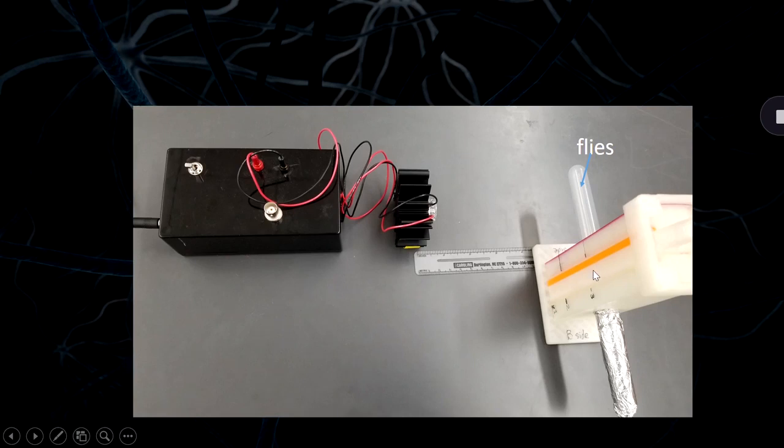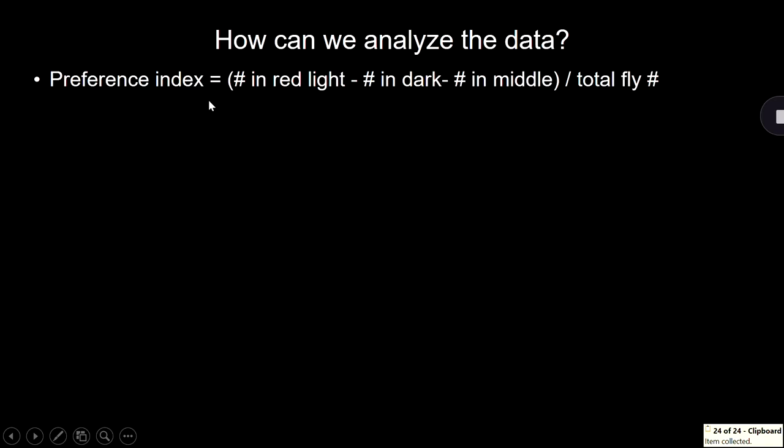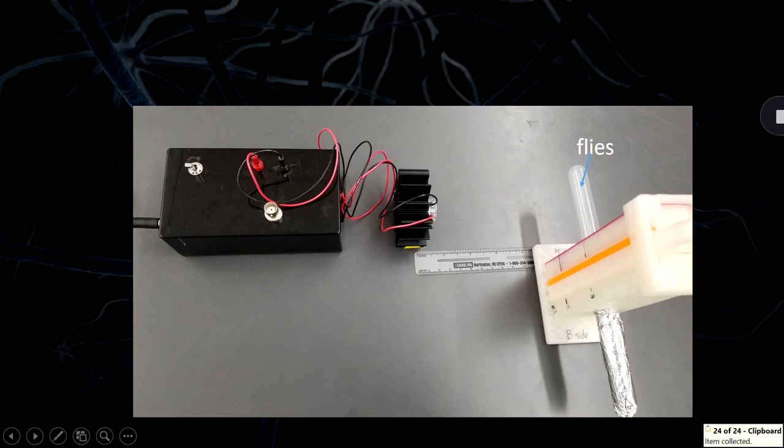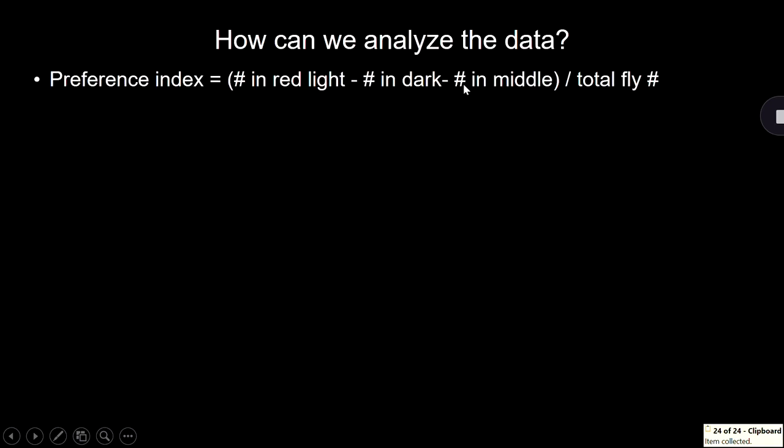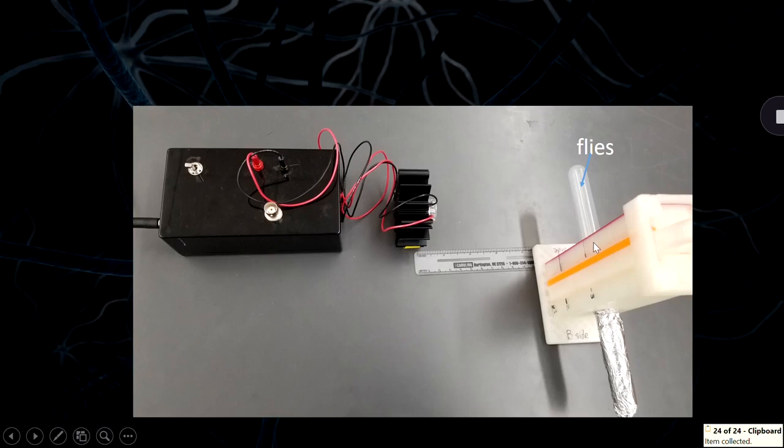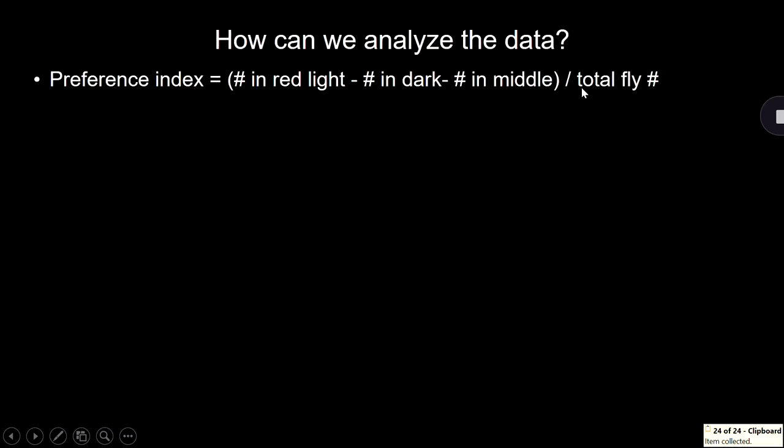If the flies stay in the centerpiece, it means they probably don't like light either, because the centerpiece is dark. So when you're calculating the preference index, you are going to use the number of flies that you got in the light, which is in this tube, and then you subtract the number in the dark, which is in this tube, and you also need to subtract the number of flies in the middle part, the centerpiece, because that's considered dark too. And then you divide it by the total fly number. That's how you calculate the preference index.